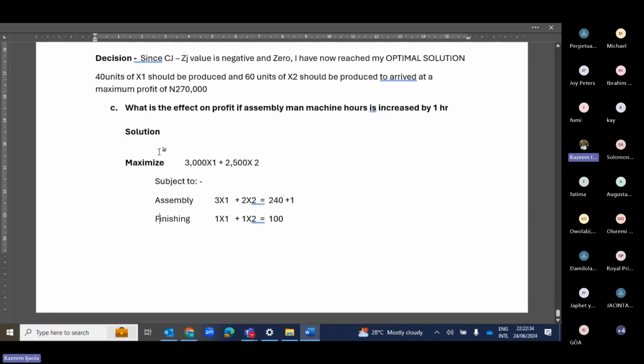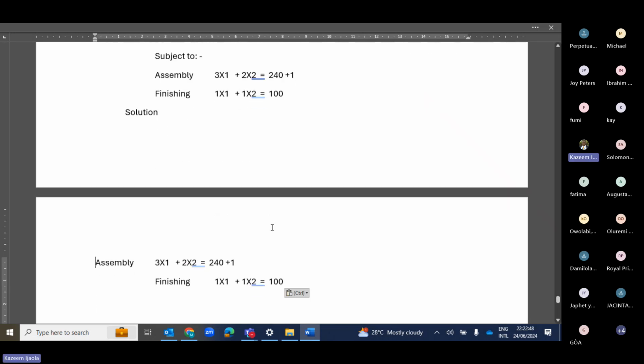So now this is what we have. Ordinarily, we are supposed to use simplex again to rework this, but we can just use simultaneous equation. So you do your simultaneous equation, and this will be 241. Now you find your x1 and x2 by solving them simultaneously.